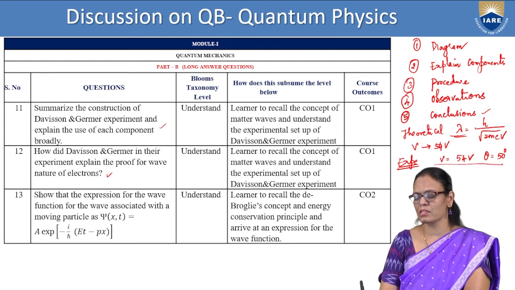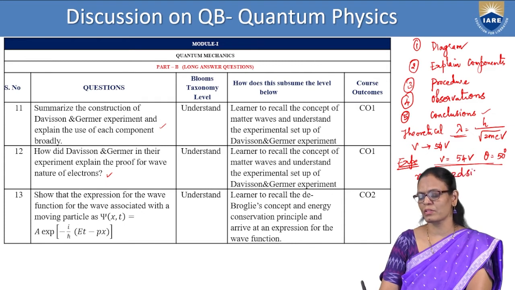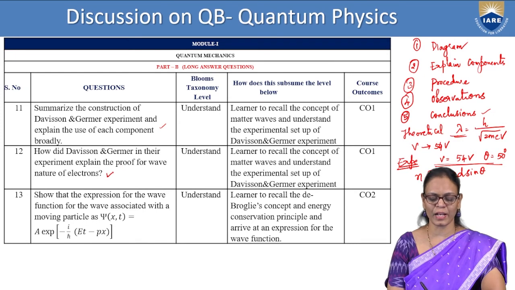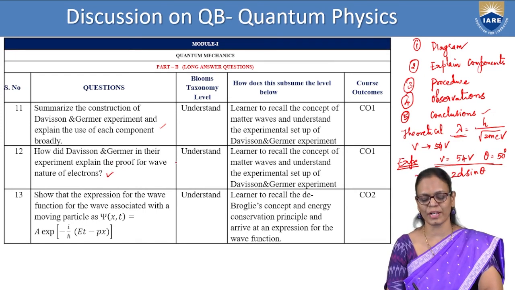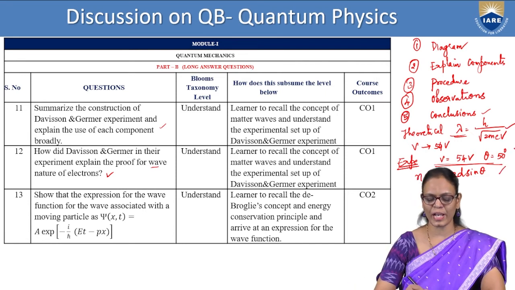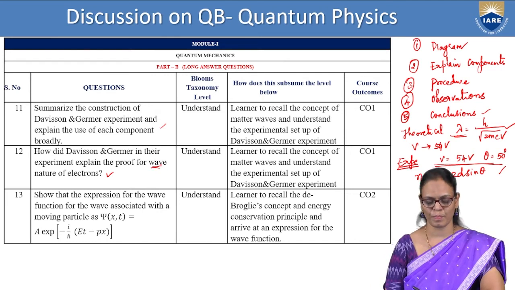So at this, how are we calculating? Using lambda is equal to 2d sine theta, Bragg's law. You have to explain both here and explain how he concluded about the wave, because both the theoretical and the experimental values are matching. So he concluded that these particles must be exhibiting wave nature.